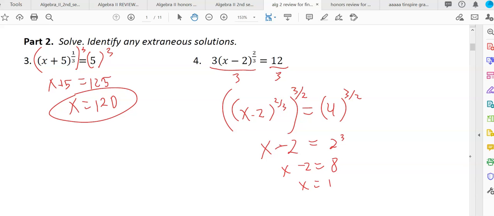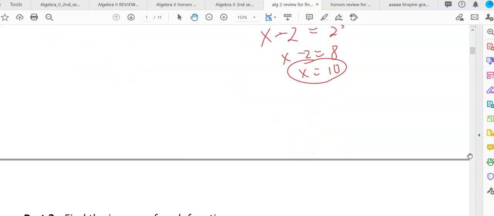So x equals 10. Let's just see if this works. 10 minus 2 is 8. Cube root of 8 is 2. 2 squared is 4. 3 times 4 is 12. That works. So we got it.